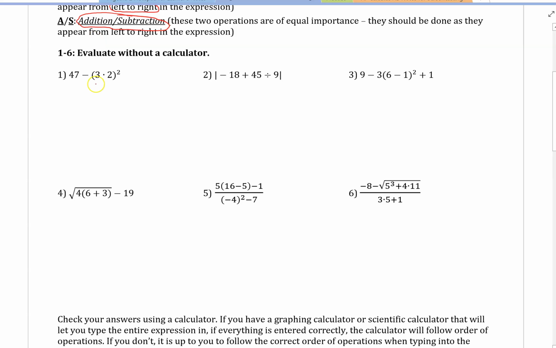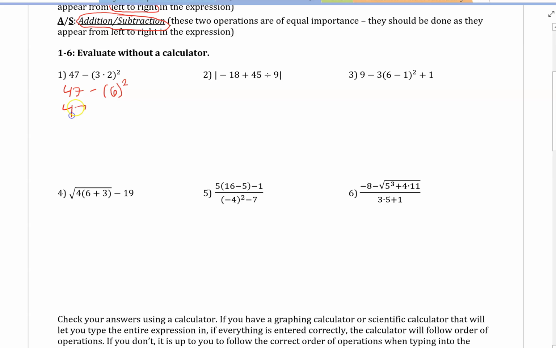So in number 1, I see I have some parentheses. And so I'll need to do what's inside the parentheses first. And so I get 6 inside there, and I have to do that first before I square it. See, if I square first and just get a 4, then I'm going to get 4 times 3 is 12 instead of 6 squared. So it's important to take care of the parentheses first, then square.